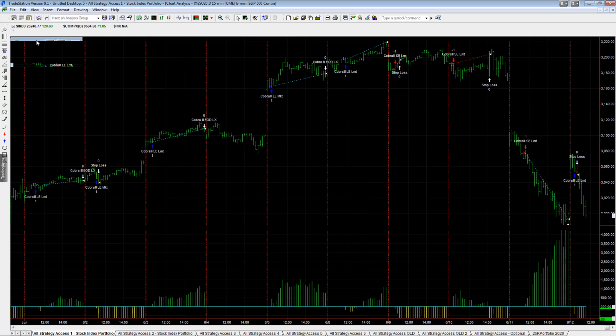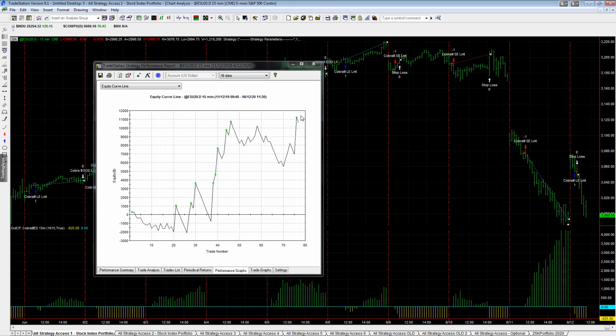Minus 625. You know, yesterday it was up over 4,000 though. So nice trade on Cobra 3 yesterday and a loss today. Yesterday's trade put Cobra 3 at a new equity peak. So you see that green dot coming back, new equity peak for Cobra 3.